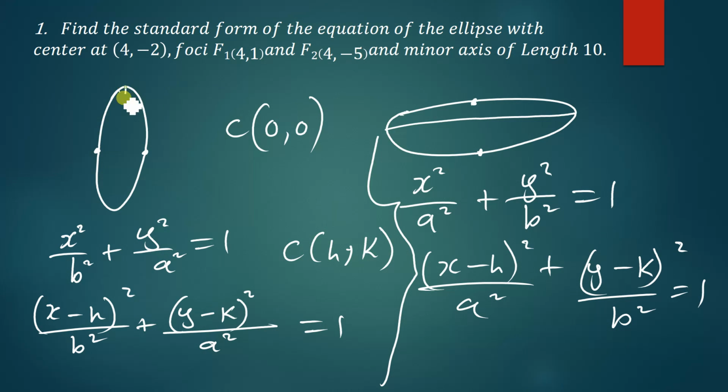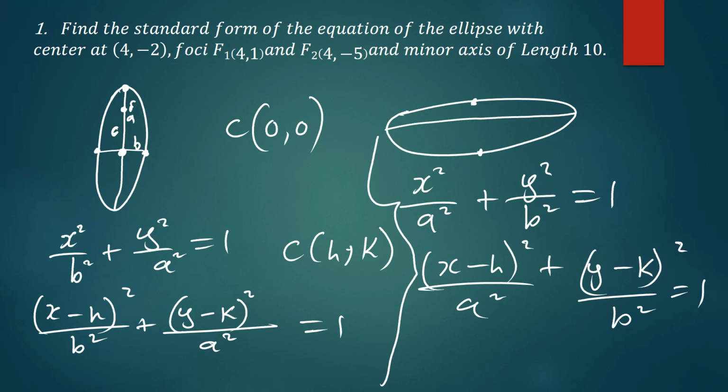We know that we have a major axis there. The distance from the center to that point is the one denoted by b, and the distance from the center to the major vertex is the one we call a. And the distance from the center to the focus is the one that we call c.